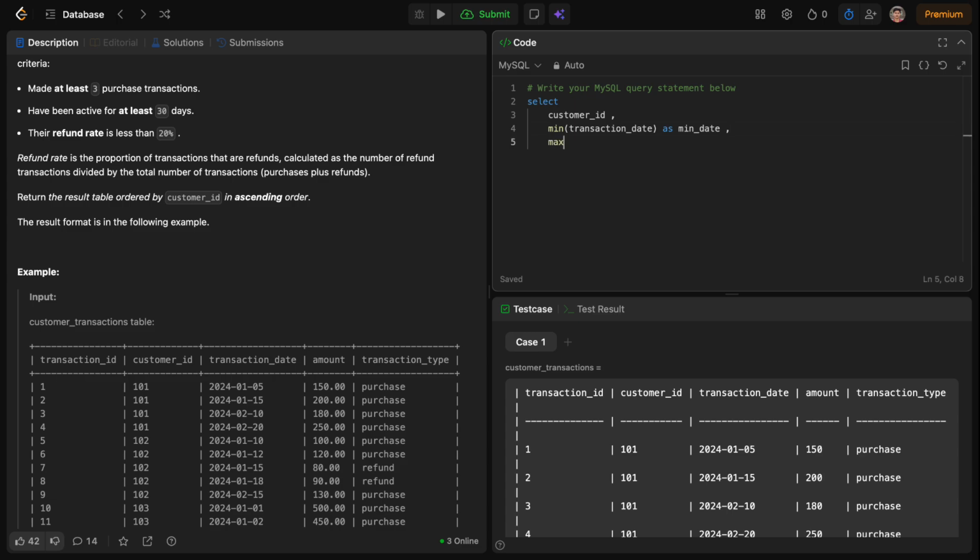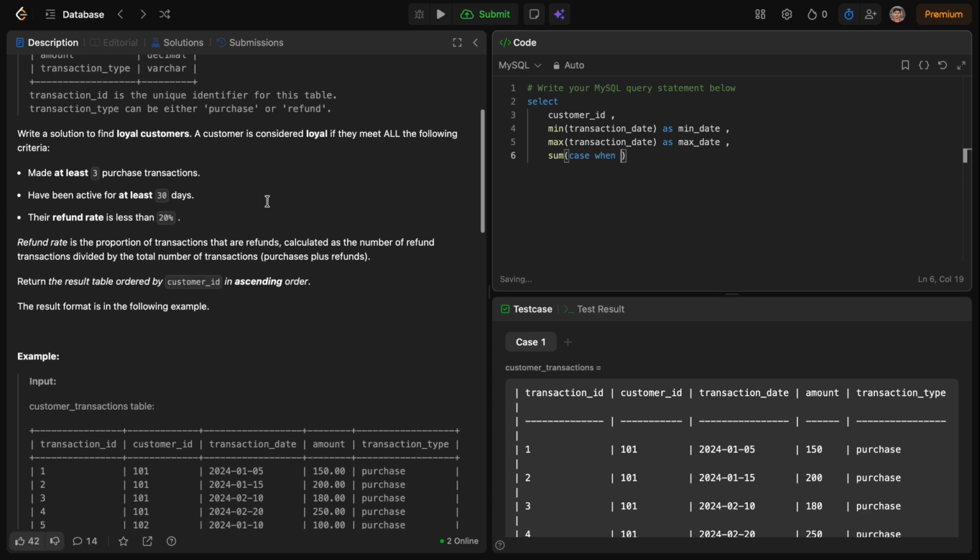Now the maximum transaction date as maximum date. And we have to count those transactions where the transaction type is refund for each customer ID, and only then can we calculate the refund rate. It is necessary to understand what the question asks and how we have to solve it. When it asks for the refund rate, we have to calculate the refund count and the total count, and only then do we get the refund rate.